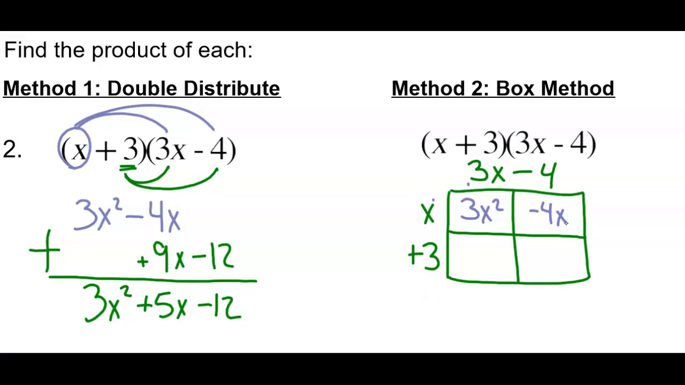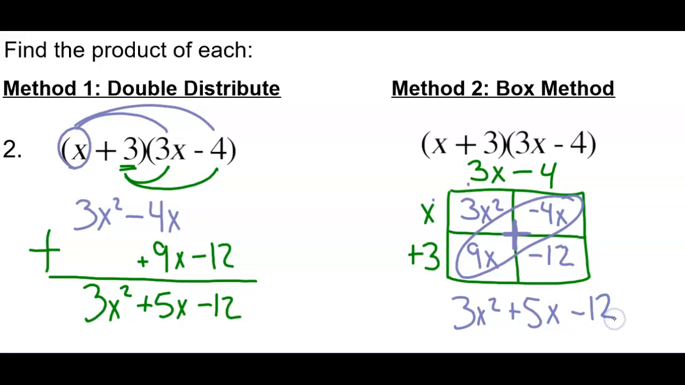3 times 3x gives me 9x. And 3 times -4 gives me -12. Again, these are the same terms, so I'm going to add those together, just like the crossbars on the right. There's a plus sign here. Add those together. So all together, I'm going to get 3x squared. 9x plus -4x is positive 5x. And bring down my -12 because there's nothing to combine.